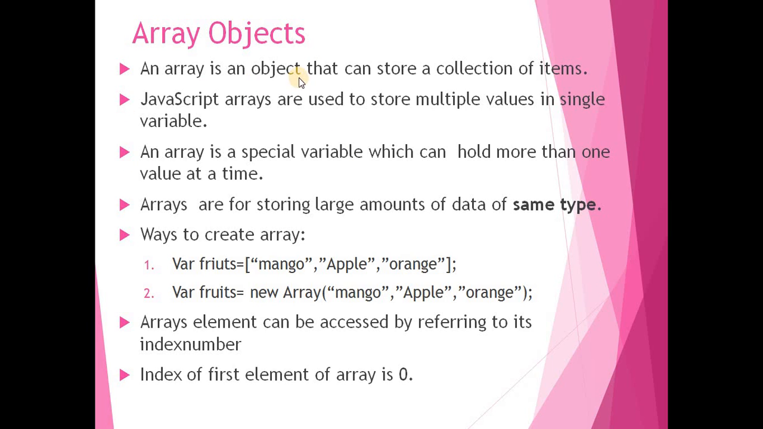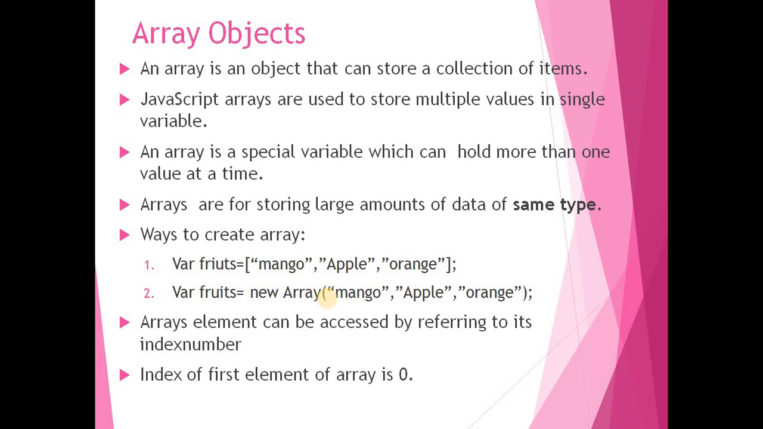An array is an object that can store a collection of items. JavaScript arrays are used to store multiple values in a single variable. That is what we have just discussed. An array is a special variable which can hold more than one value at a time. So you can store names of many students in one single array.